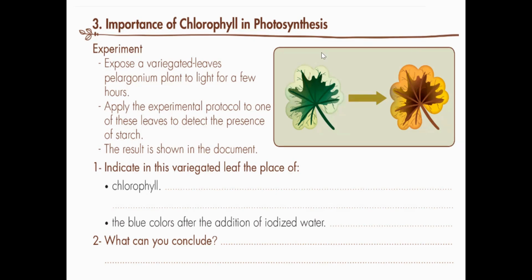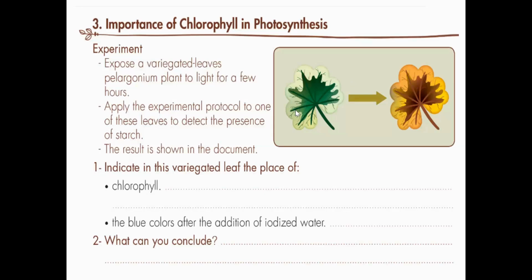This is the variegated pelargonium leaf. And here, after immersing this leaf in iodine solution, first of all, in the middle, it is dark blue, while at the edge where the white color, it remains yellow, or it takes the color of the iodine solution. So here we have two colors after immersing this leaf in iodine solution. Number one, indicate in this variegated leaf the place of chlorophyll. So where chlorophyll is present in this leaf.